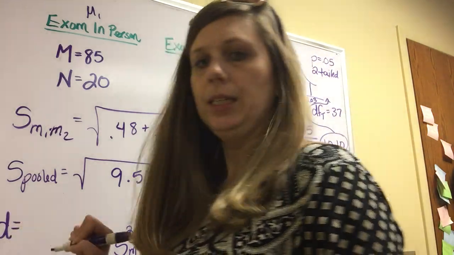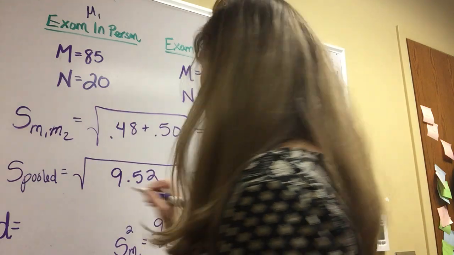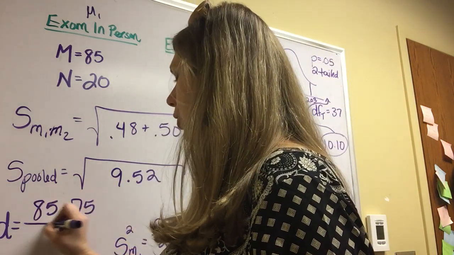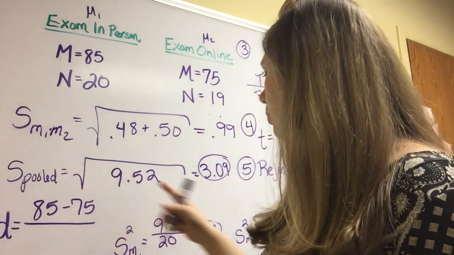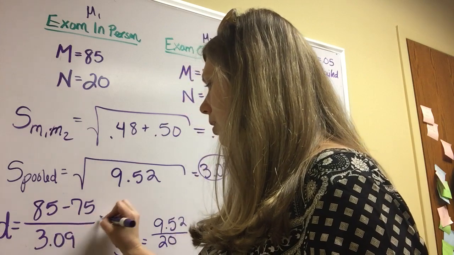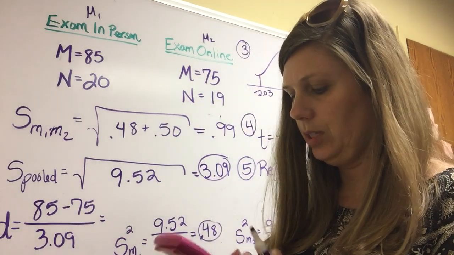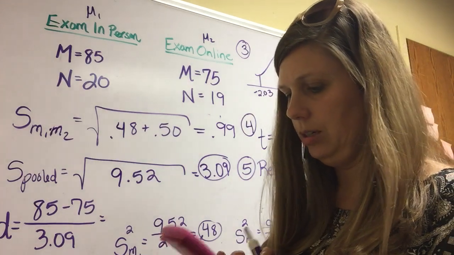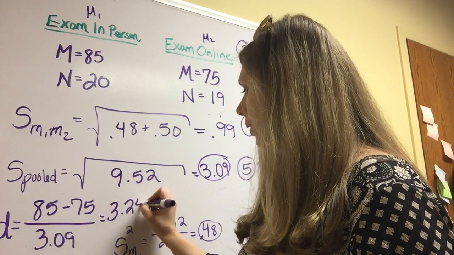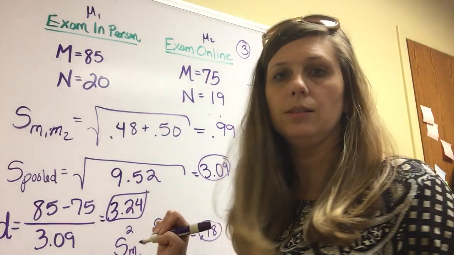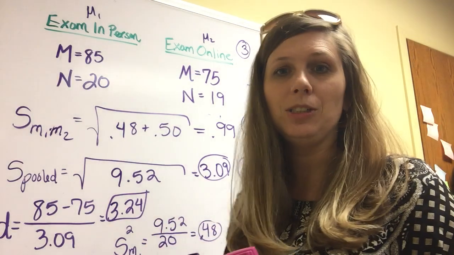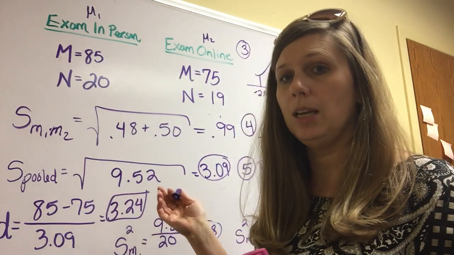So for Cohen's d, you see that? That's a d. We're going to do 85 minus 75, same numerator as our t-test, divided by our pooled standard deviation of 3.09, and it's still going to be crazy big. So 10 divided by 3.09, and you get 3.24. So that is a very, very, very, very large effect size. Okay, hopefully that was helpful. Again, if you have any questions, you can come see me. But that was an independent samples t-test.